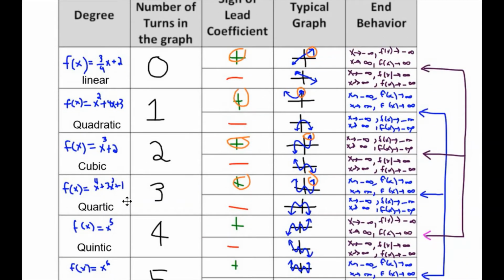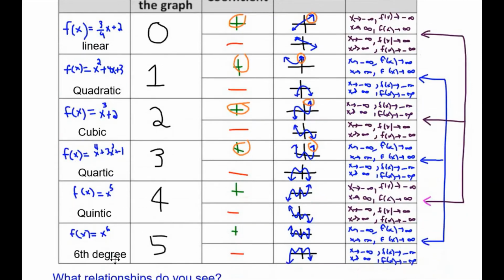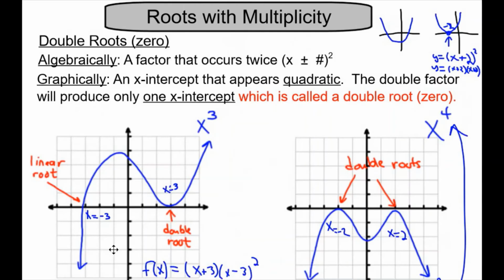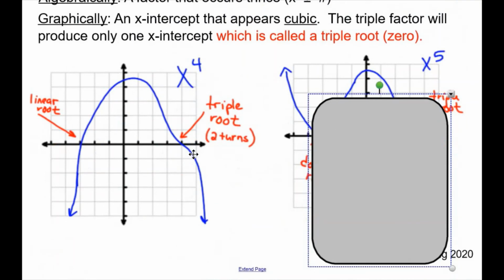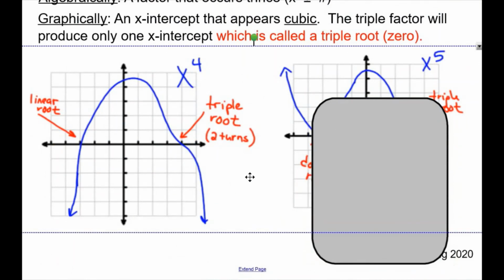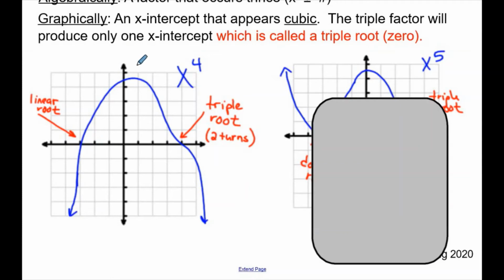Because if it's a quartic, it would have to have 3 turns in it. And if it's a quintic, it would have to have 4, and a 6th degree would have to have 5. So let's see how I figured out that this was a quartic. If I were to count the number of turns in this graph, it would count 1, 2, 3. And so there are 3 turns making a quartic.